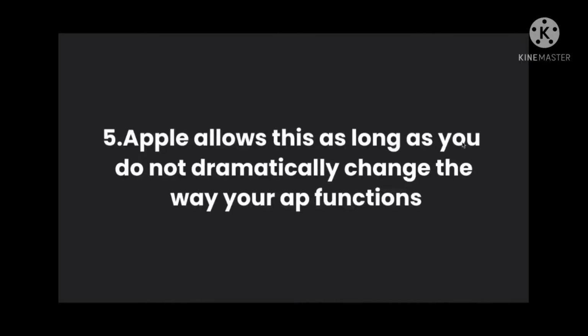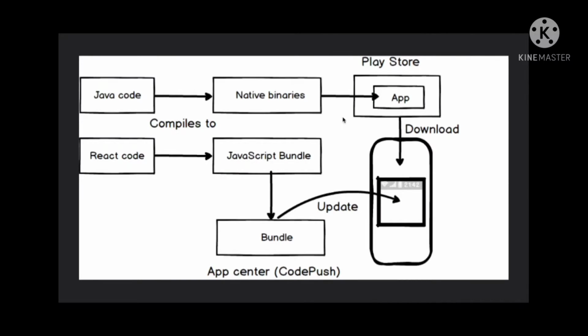Now you can check how CodePush works. If you have native changes, you can publish the application to the Play Store, and the Play Store will approve the changes, then you can download the application. This process will take a one or two day delay in delivery.